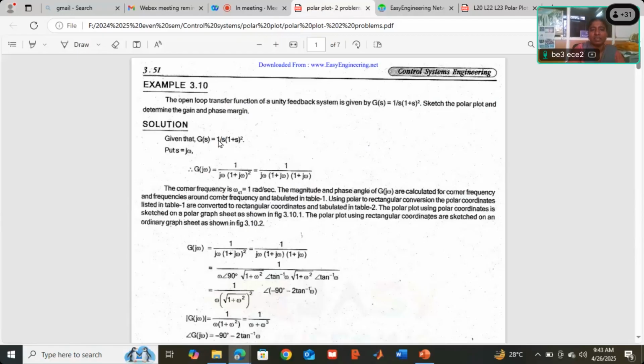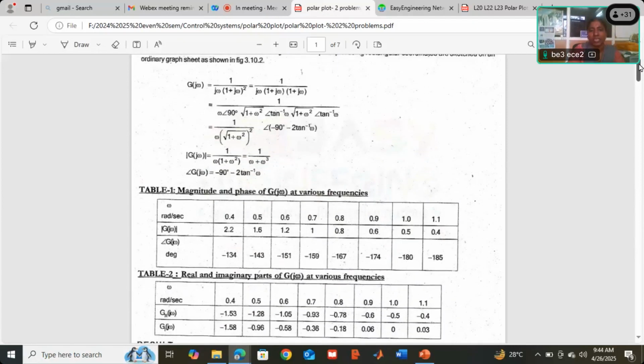Wherever S is there, substituted with j omega, it is called Bode form. After Bode form, they have calculated magnitude and phase angle. You can see this is the magnitude, this is the phase angle. Then they have made the tabular column. You see here 1.0 is there. They didn't put 0 and infinite, but we understand omega values should be taken from 0 to infinite, because only then will the complete polar plot be successful.